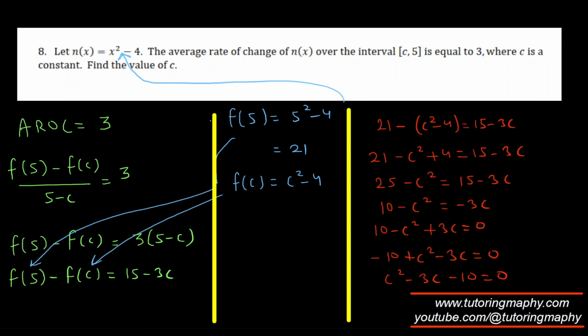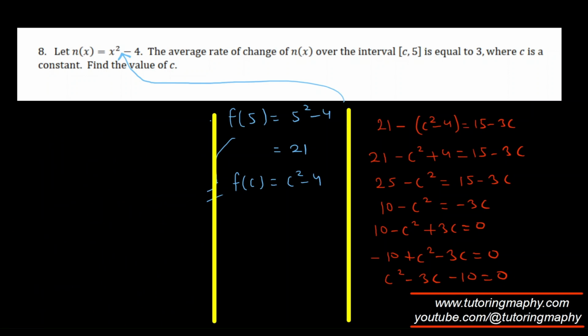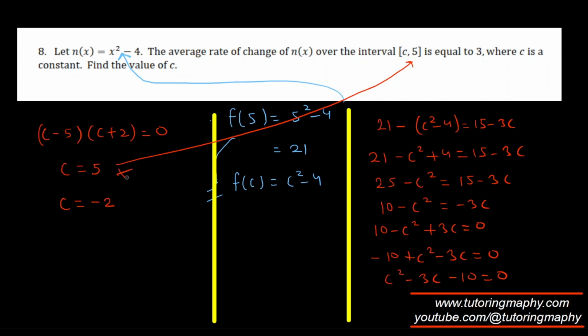And I'm pretty sure it can be factorized. So I'm going to factorize it over here. So that's going to look like (c minus 5)(c plus 2) is equal to 0. I hope this makes sense. So one value of c is 5, and another value of c is minus 2. 5 doesn't really make any sense because that's basically the same number as the other value. So that's rejected. c equal to negative 2 makes absolute sense. So the answer is c is negative 2.